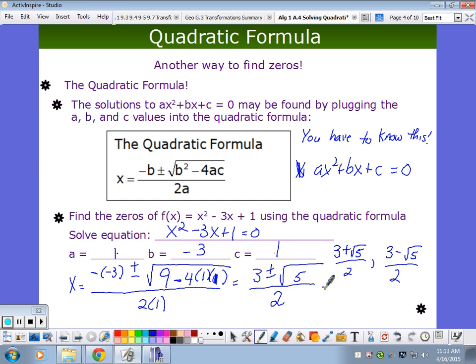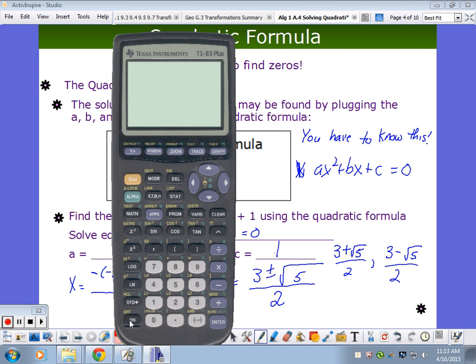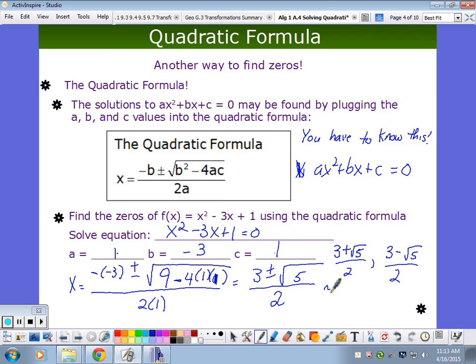Now if I said go graph this, would you have any idea what that even is? I wouldn't. So you go to the calculator and estimate what that is. Here's what you're going to do with me so you get that finger memory. Type in 3 plus the square root of 5. Press enter. Then divide by 2. It's approximately, to the nearest hundredth, 2.62.